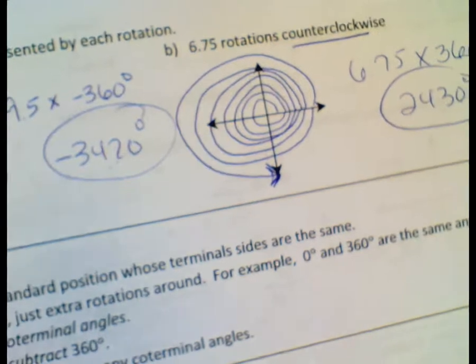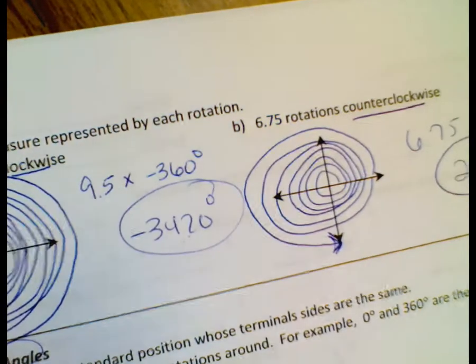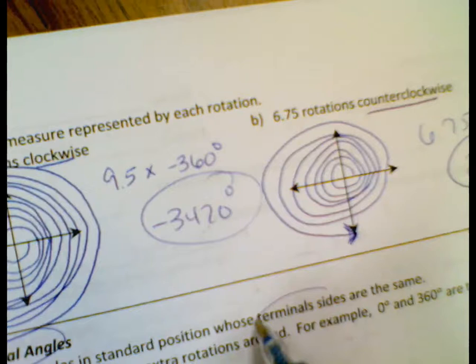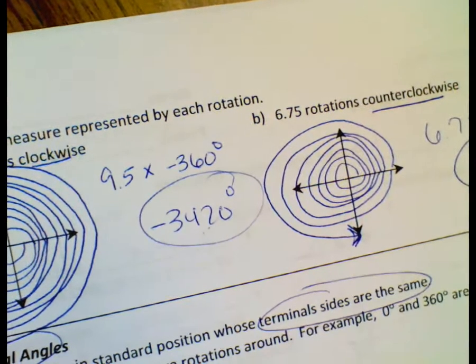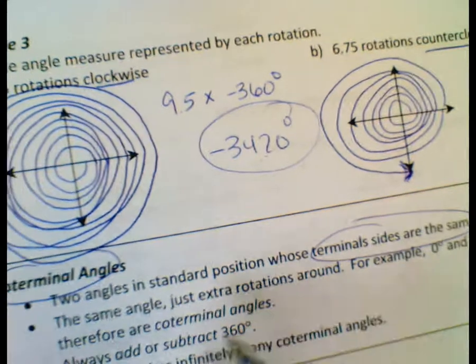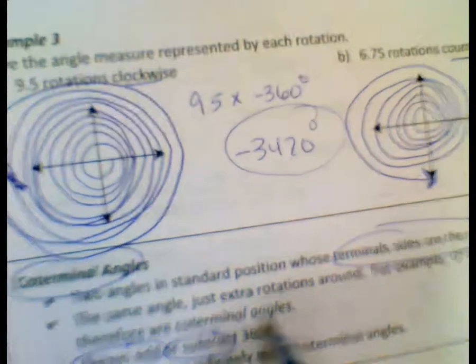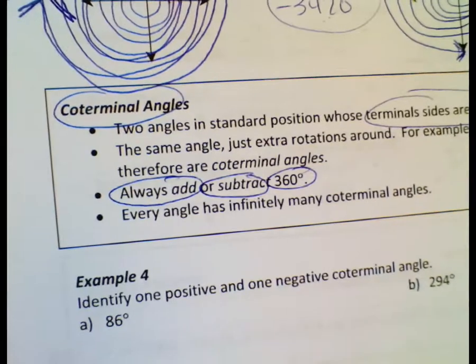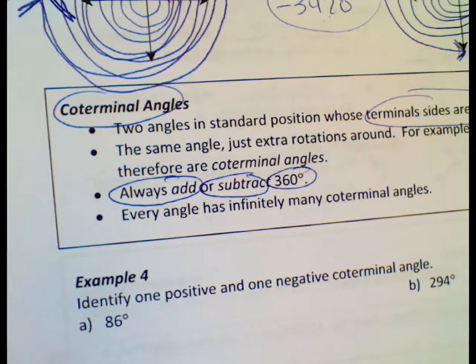So that brings us to coterminals. Coterminals are two angles that have terminal sides that are the same. The way that you're going to do that is you're just going to add or subtract 360 over and over until you get an angle between 0 and 360.